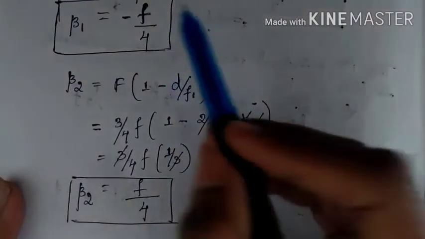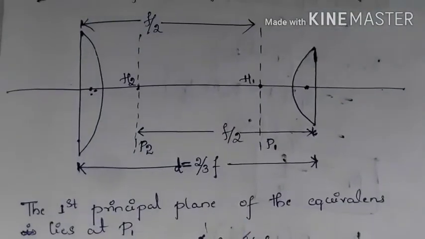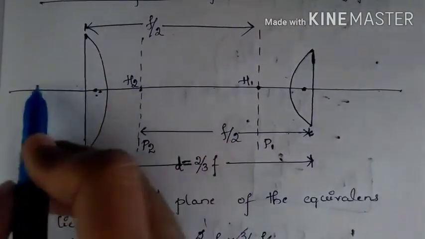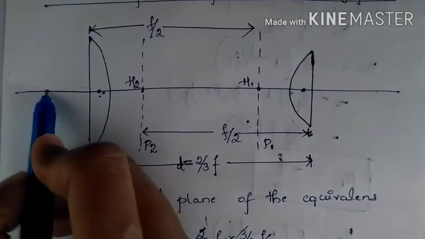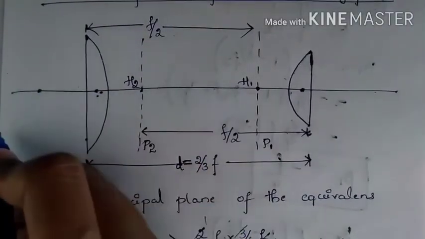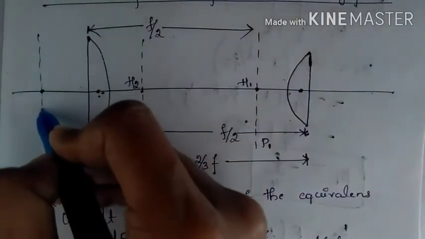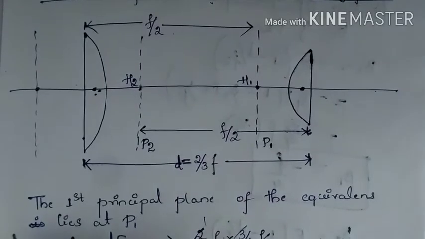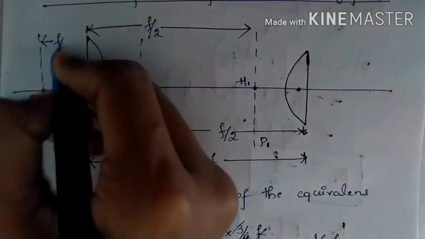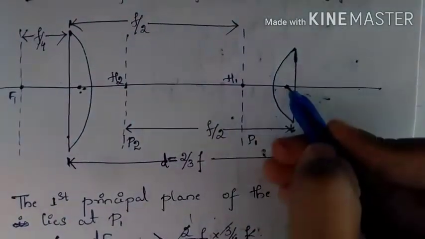So let us mark these points in a diagram. So we have the beta 1 as minus f by 4. So this comes somewhere here. So this point from here to here is the beta 1. This is the focal plane. So this is f1. This is at a distance f by 4. And the second was plus f by 4.